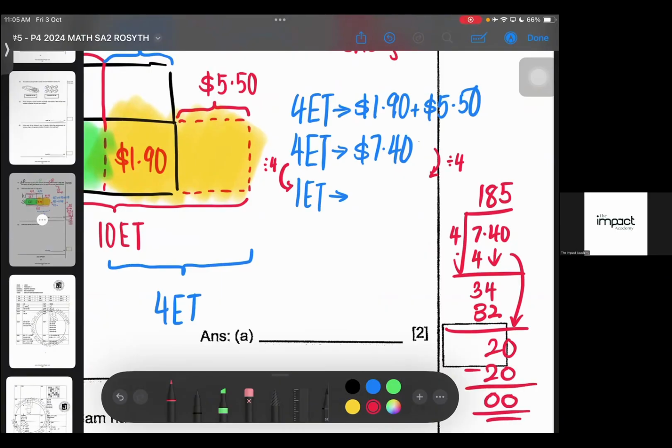Where's my dot? Where do you think my dot will be? Between 1 and 8. Very good. So then 1 egg tart.